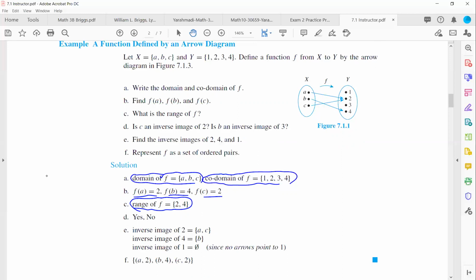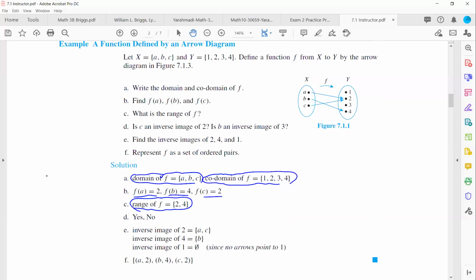2 is here. C is mapped to 2, so the inverse image of 2 is equal to C. So the answer is yes. Is B an inverse image of 3? Take a look at B. B is mapped to 4, so B is the inverse image of 4, not 3. So the answer is no.